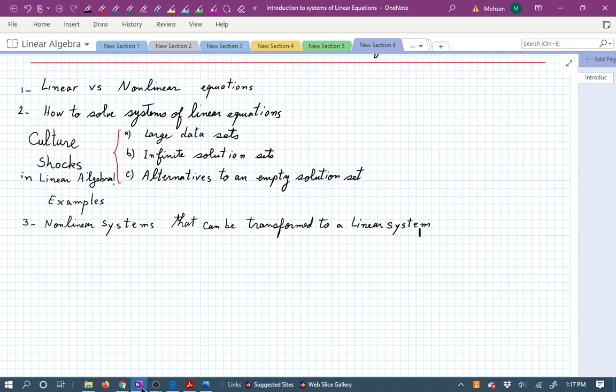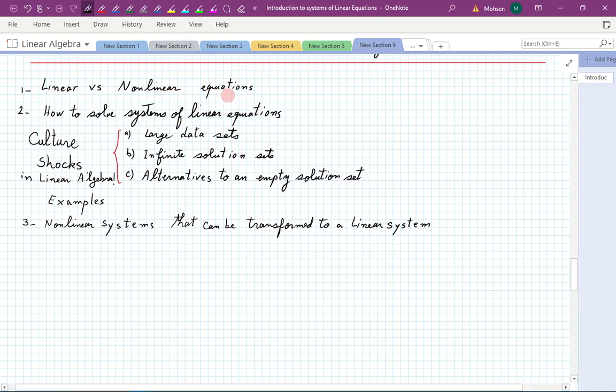Then we go back to some standard issue topics. Certain nonlinear systems can be transformed by substitution to a linear system, and we are going to talk about that. Okay, let's start with item number 1, linear versus nonlinear equations.